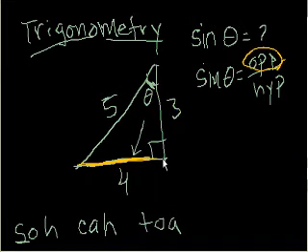Now, which side is the hypotenuse? And you know this one. We've been doing this in the Pythagorean theorem modules. The long side, or the side opposite the right angle, is the hypotenuse. So that is the hypotenuse.